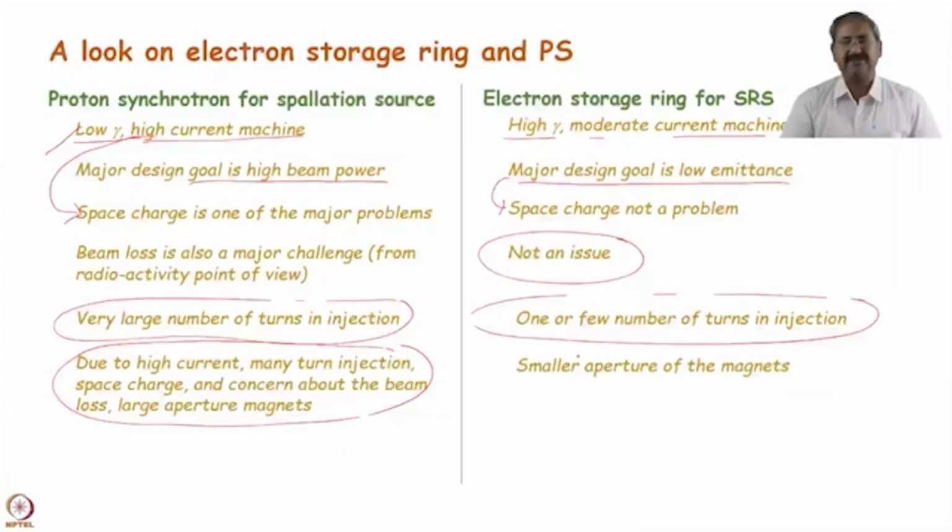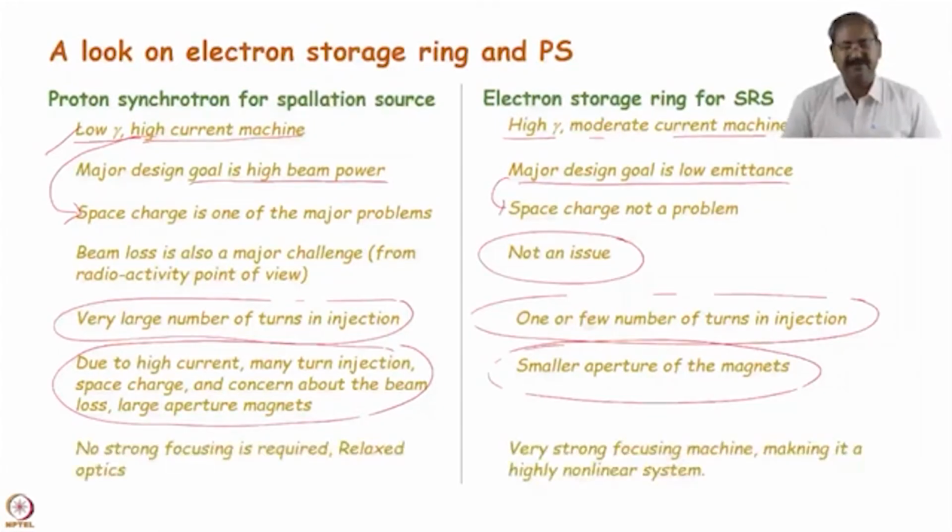In the case of an electron machine, we want to reduce the emittance, meaning we want to reduce the beam sizes, and that's why smaller aperture of the magnets is required in the case of an electron machine. So a large aperture of magnet again is a difficult job to manage.